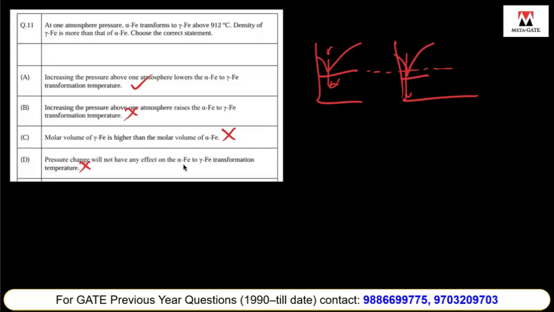Okay. The pressure change will not have any effect. This is incorrect, because the transformation of alpha to austenite is affected by pressure. Higher pressure favors the formation of the denser phase. So the most accurate answer is A.